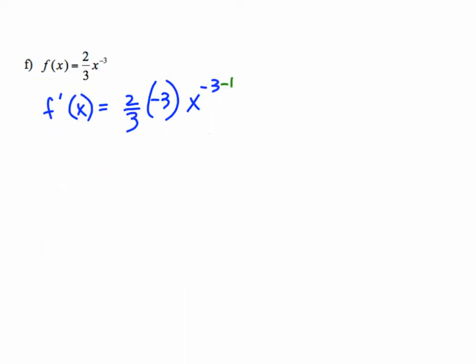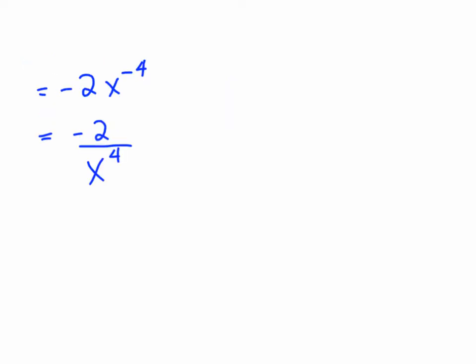Two-thirds x to the negative 3. I do the power rule. 2/3 times negative 3. Subtract 1 from my exponent. So by using the power rule and my math skills, my final answer will become negative 2x to the negative 4, and I can bring x to the negative 4 into the denominator.